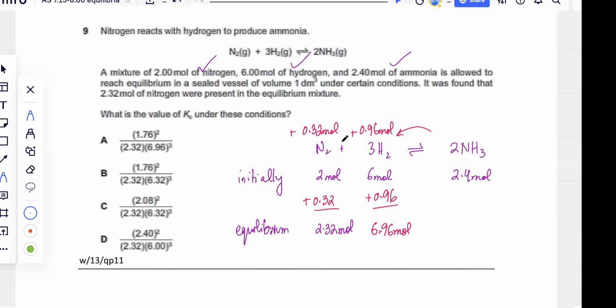And to produce these many moles of N2, 2 NH3 should react, right? So it's 1:2. According to the ratio, how many would react? 0.64. I think it's going to be 0.64. And these are the ones that are reacting, so they would be gone. So you subtract 0.64 because they're gone. So 2.4 minus 0.64. What do we have? 1.76?